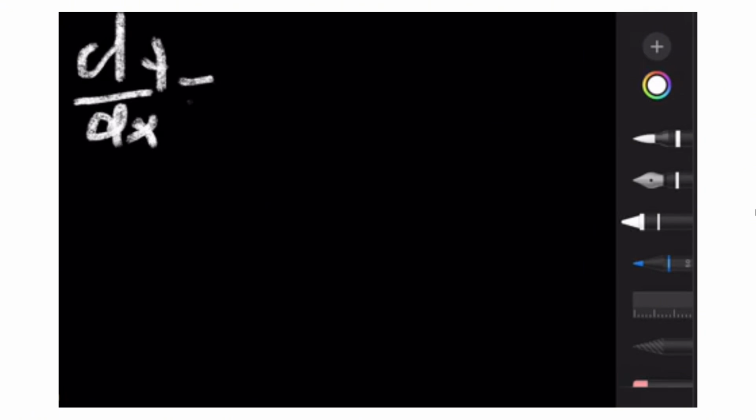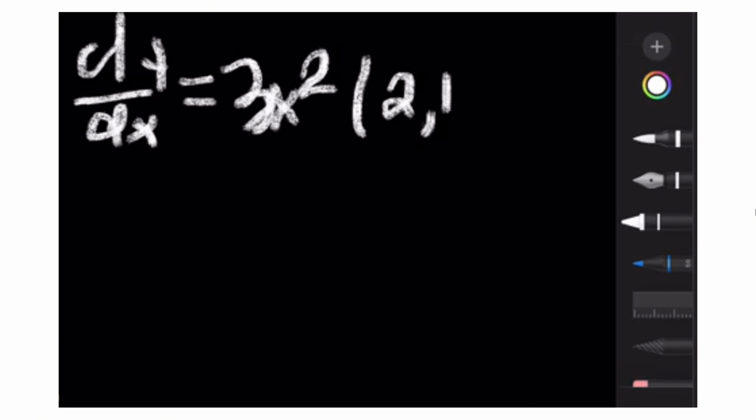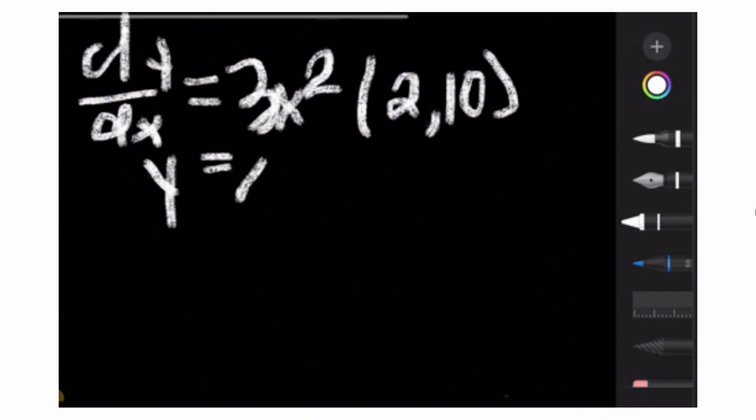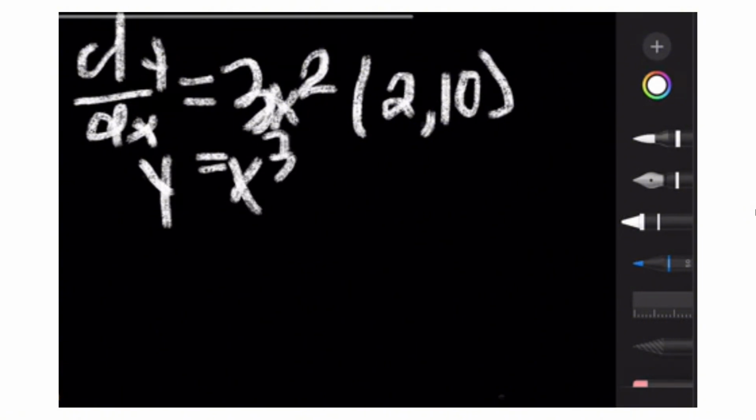For the first example, we have to solve dy over dx is equal to 3x squared at the given point of (2, 10). So first we have to find the antiderivative of 3x squared. So the antiderivative is y is equal to x cubed plus c.